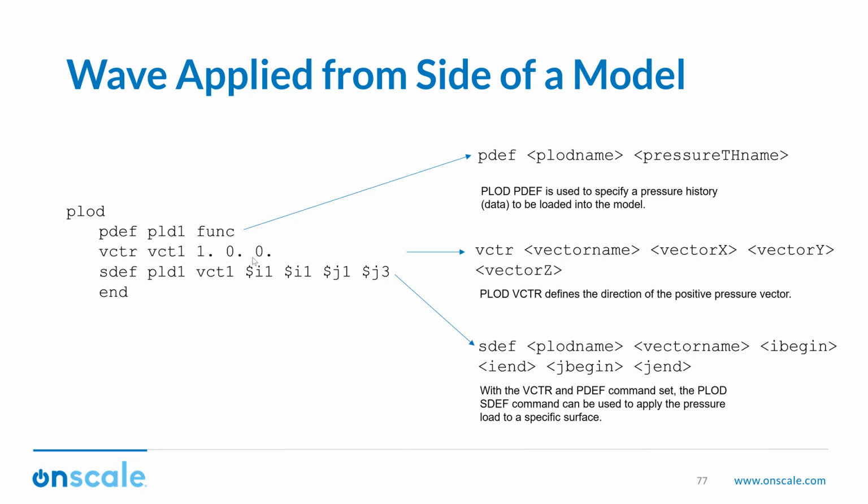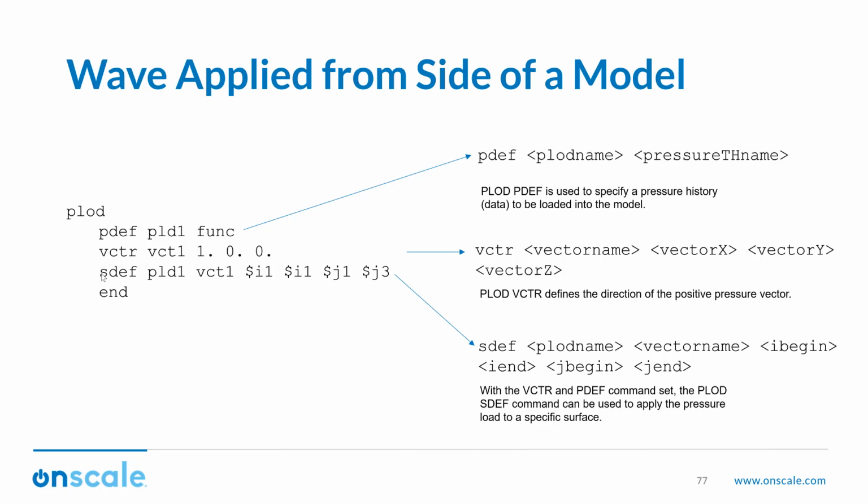Now let's have a look at the second subcommand, which is the VECTOR subcommand. This subcommand also takes a name that you can define for this custom vector, and this vector is used to define the direction of the positive pressure vector. So basically, if this is pressure coming from left to right and it should be positive, then the vector should be 1, 0, 0.